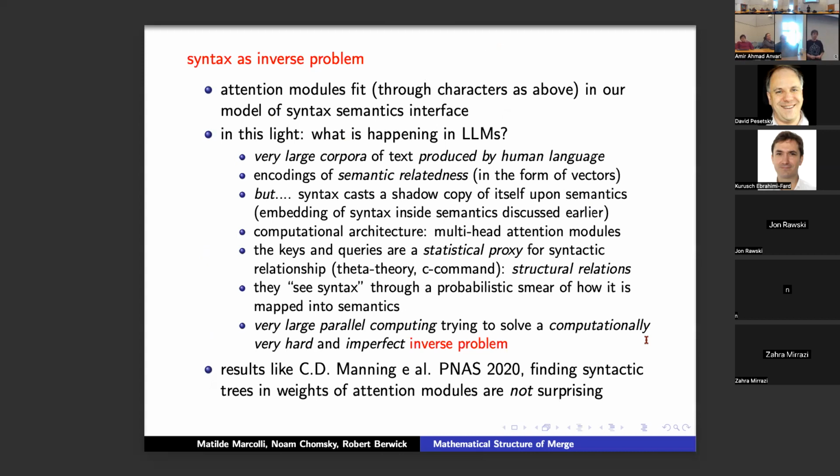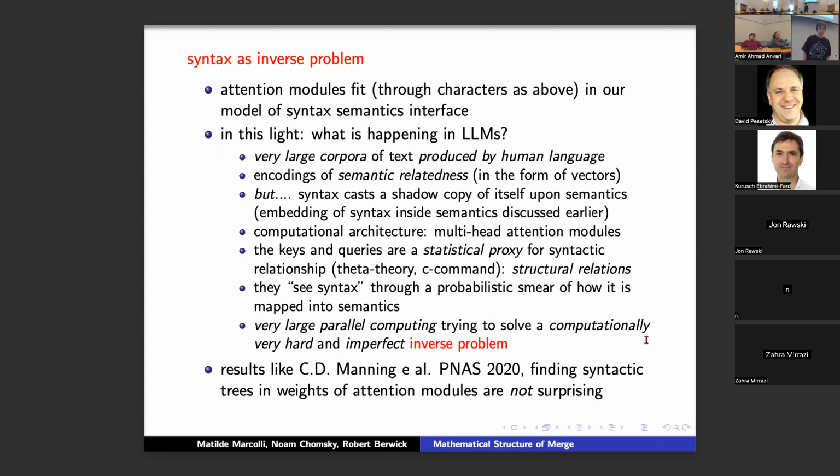So in this sense we can use this technique of characters to look at these attention modules as a form of syntax-semantics interface. And what is happening there, as we see in this slide, is that you have these very large corpora of text, which are produced by human language, so they contain, embedded in their semantic relatedness, some image of the generative process of syntax in its interface with semantics.